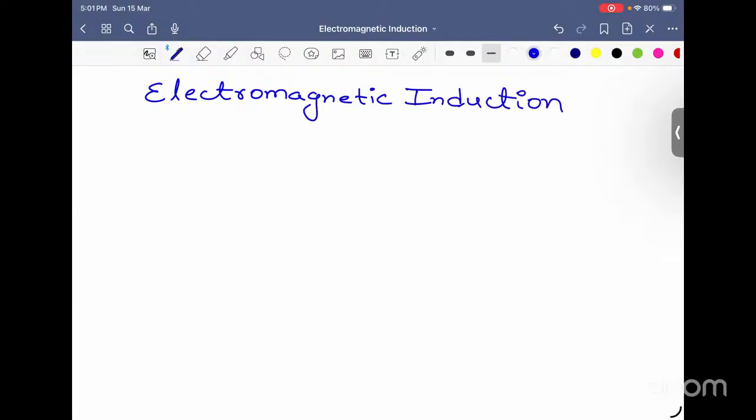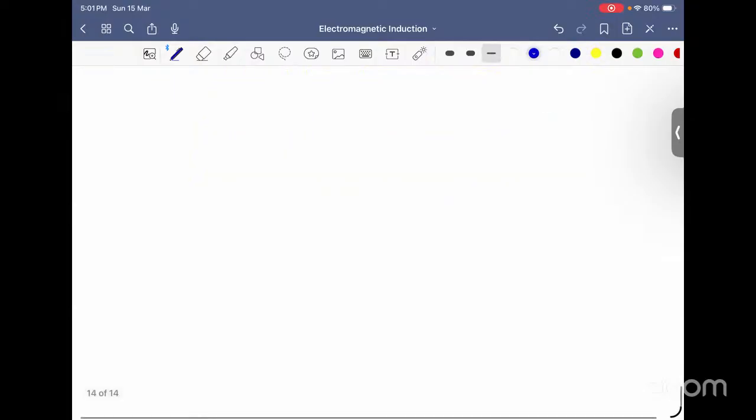So this is our lecture number 2, electromagnetic induction. So let's solve the questions. The things which we have studied in the previous session, we'll solve the questions related to that.